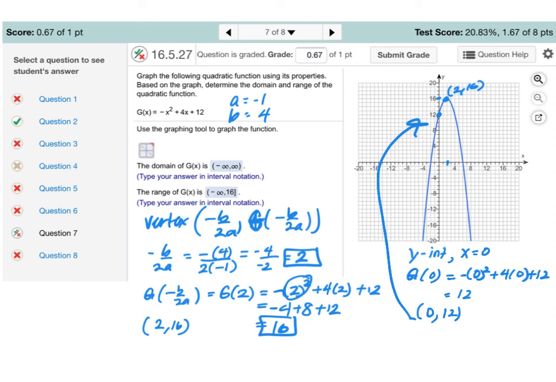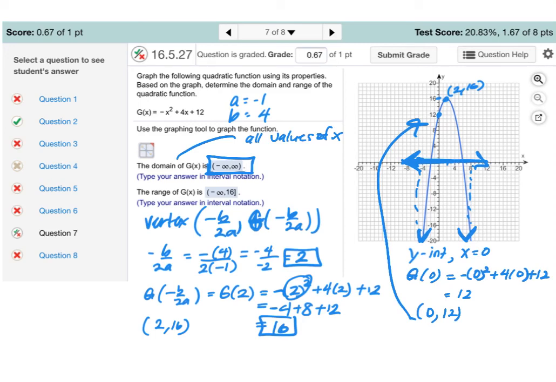Okay, the domain represents all possible values of x. So here, if my graph extends indefinitely in the negative x direction, it goes to negative infinity, and then it extends indefinitely to the right in the positive x direction, that goes to positive infinity. And so our domain is negative infinity to positive infinity. Okay, so the leftmost part of the graph to the rightmost part of the graph. And if it keeps getting wider and wider, it goes to infinity in both directions.